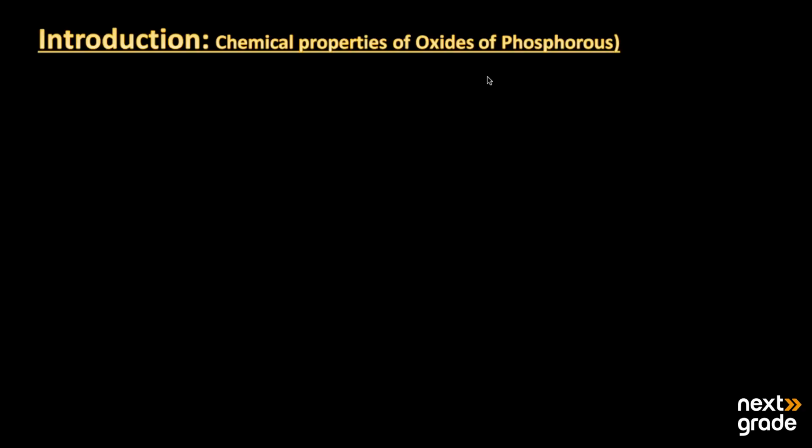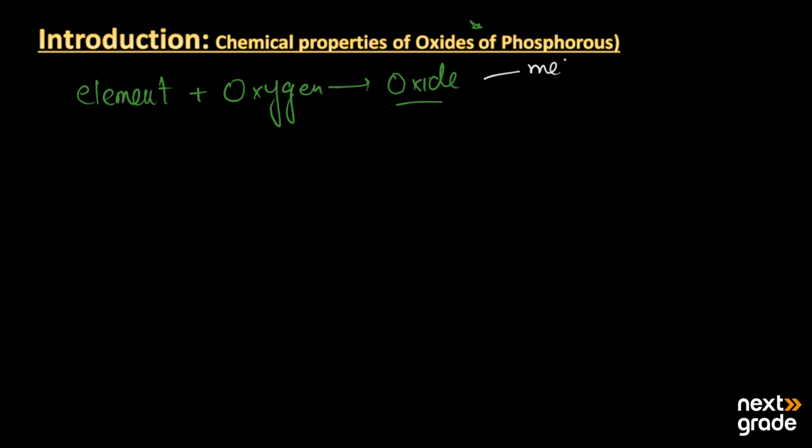So, the topic we are going to discuss here is the chemical properties of the oxides of phosphorus. Basically, when we talk about the word oxide, it is formed when any element reacts with oxygen, and the resulting product is the oxide. These oxides may be of two types: they may be metallic oxides and they may be non-metallic oxides.